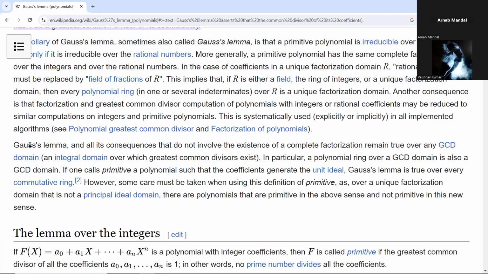Yeah, this part is important to read carefully. Gauss lemma and all its consequences do not involve this. So, in particular, a polynomial ring over a GCD domain is also a GCD domain. Because whatever you prove using Gauss lemma, all those things will extend from the ring to its polynomial ring, all those properties, not just UFD. If one calls primitive polynomials those whose content is the unit ideal, the Gauss lemma remains.